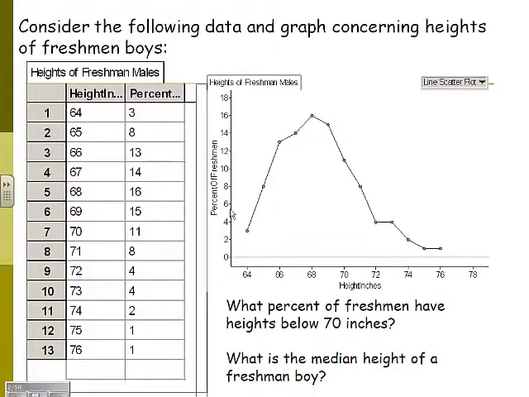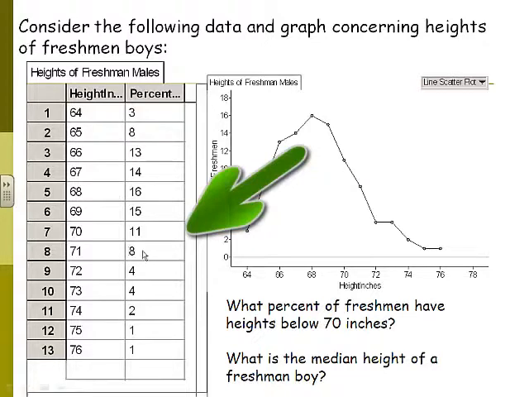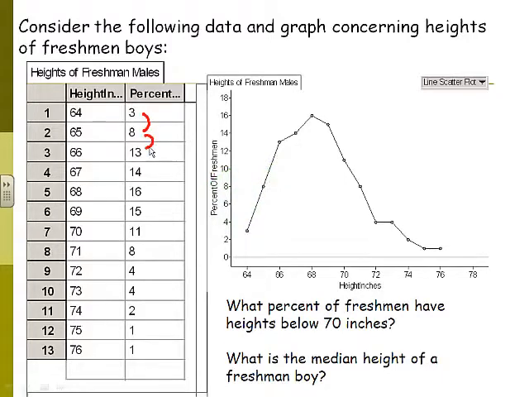The first question is, what percent of freshmen have heights that are below 70 inches? So here's our 70 inches. We need to add these percentages up. So 3 plus 8, that's 11, plus another 13 would be 24, plus 14 would be 38, plus 16 would be 54. Let me make sure I'm counting these right. So we're going to add these up. 3 and 8 is 11, 24, 38, 54, 69, and then we want to stop there because it says below. So we would say 69% have heights that are below 70 inches.